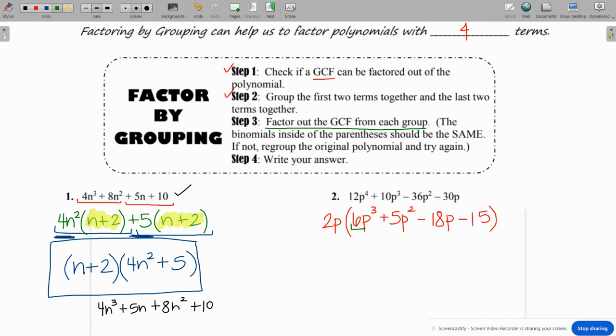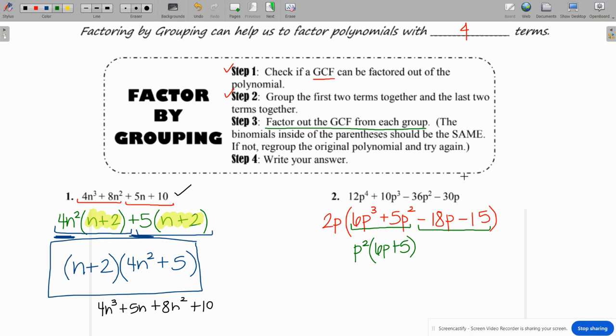So we're going to group the first two terms and the last two terms together. So 6p cubed plus 5p squared gets grouped, and then negative 18p minus 15. So out of this group of two terms, what's the GCF? Well, 6p cubed plus 5p squared looks like the GCF is p squared. So if I factor that out, we have 6p plus 5 in the parentheses.